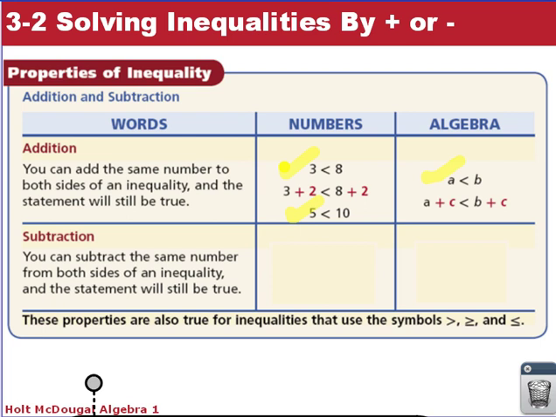Looking at subtraction, we can subtract the same number from both sides of an inequality, and the statement will be true. So for our numbers, 9 is less than 12. That is definitely true. We can subtract 5 from both sides, and 4 is still less than 7. Algebraically, a is less than b is our inequality we start with, and when we subtract c from both sides, that still remains true. Keep in mind these properties hold true for the other inequality signs: greater than, greater than or equal to, and less than or equal to.